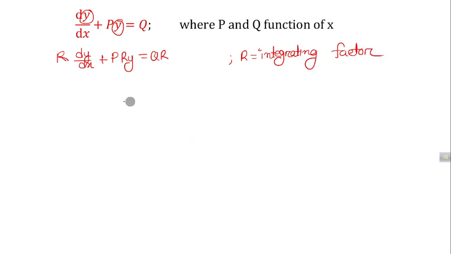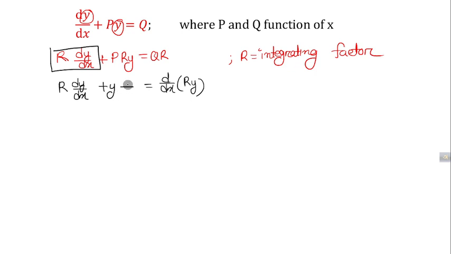Okay, now see carefully that this is r dy by dx. Think about where we can get r dy by dx. We can get this term by differentiating ry. If I differentiate ry with respect to x, I will get r dy by dx plus y dr by dx. So see, r dy by dx can be obtained by differentiating this term.